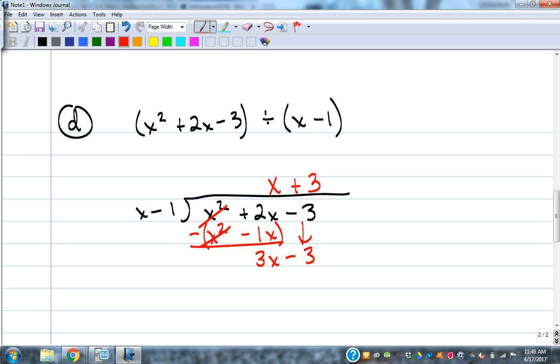And then I'm going to distribute again. Positive 3 times x, that's the 3x I wanted. Positive 3 times negative 1 is minus 3. And I'm subtracting all of that. Well, 3x minus 3x is canceling out. Negative 3 minus negative 3 cancels out as well. So the remainder is 0. So we did our long division, and x plus 3 is the answer that we got.